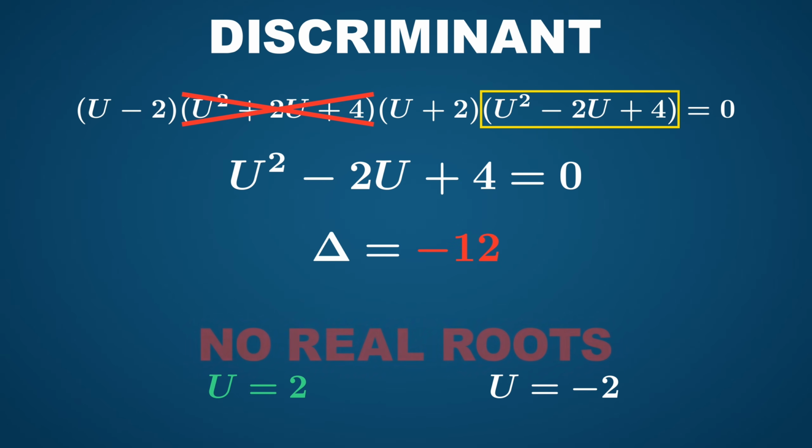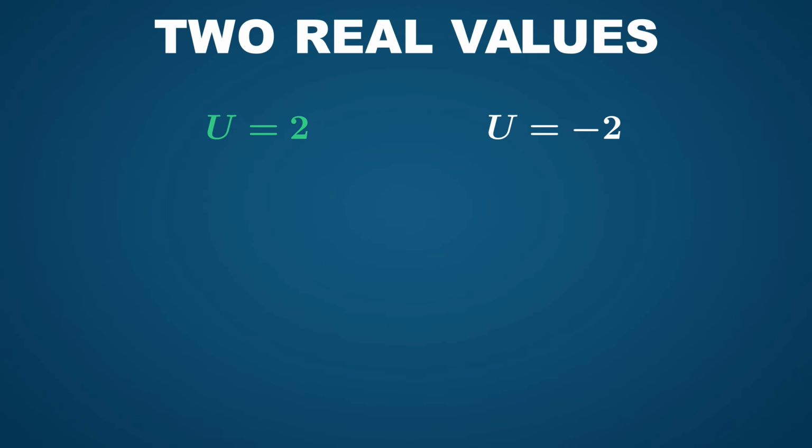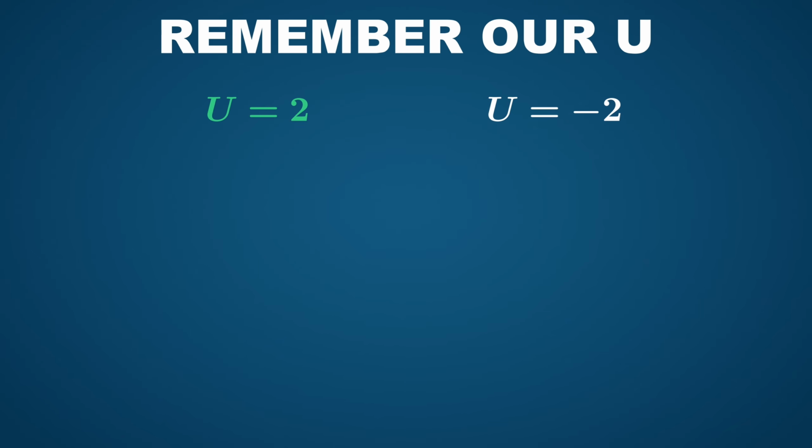This negative discriminant means there are no real roots here either. We will effectively discard this second quadratic factor completely. After checking all factors, we are left with 2 real values for u. These values are u equals 2 and u equals negative 2. We must remember that u is just a substitution variable we created. We defined the variable u as 2 raised to the power of x.